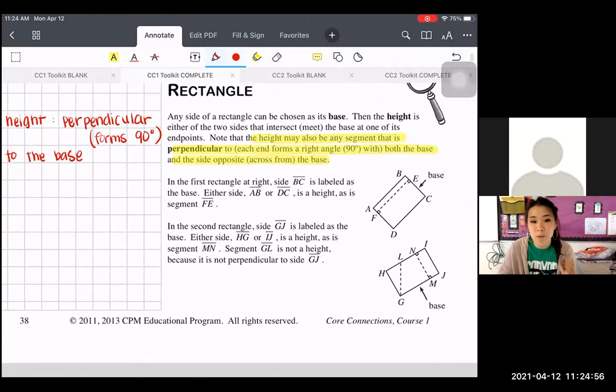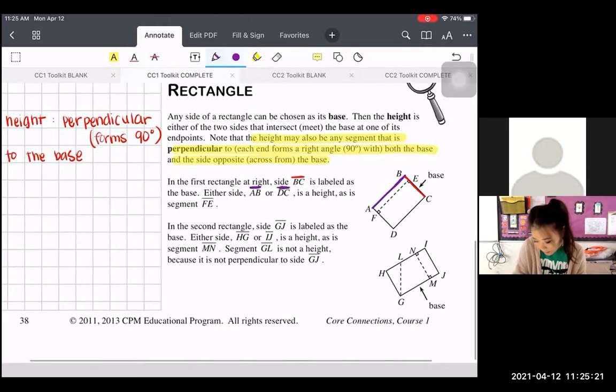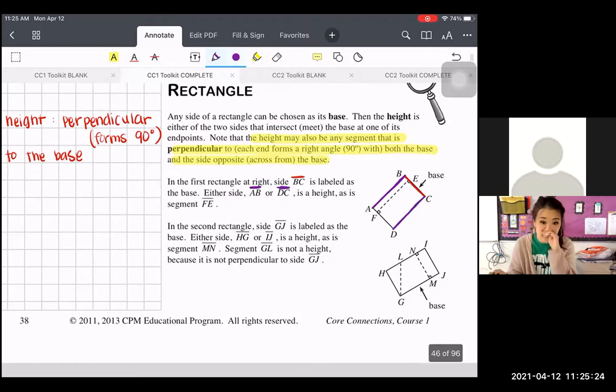In the first rectangle, these symbols right here mean a line segment, right? And so this is line segment BC. This first rectangle is talking about this line labeled as the base. So either side, AB, which is right here, or DC, and I'm gonna outline that in purple as well. DC is a height, right? And what that means is if I look at this, here is 90 degrees on one side, here is 90 degrees on the other side. So AB can be a height because it's perpendicular.